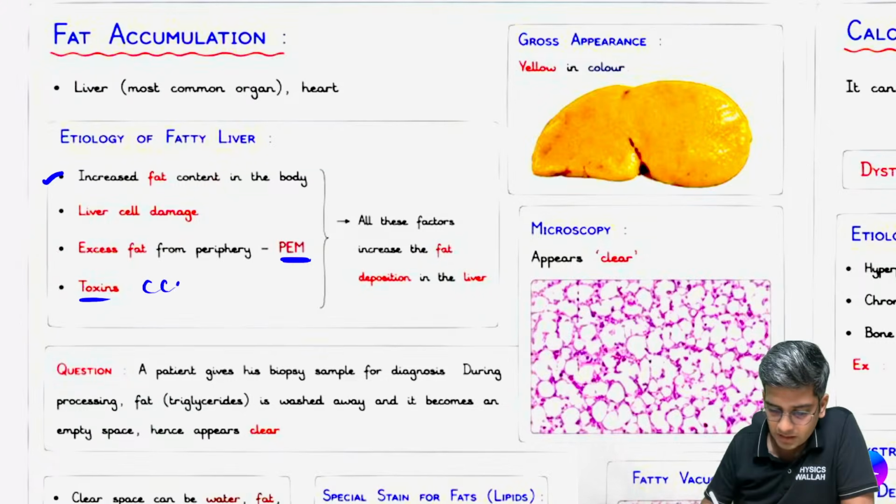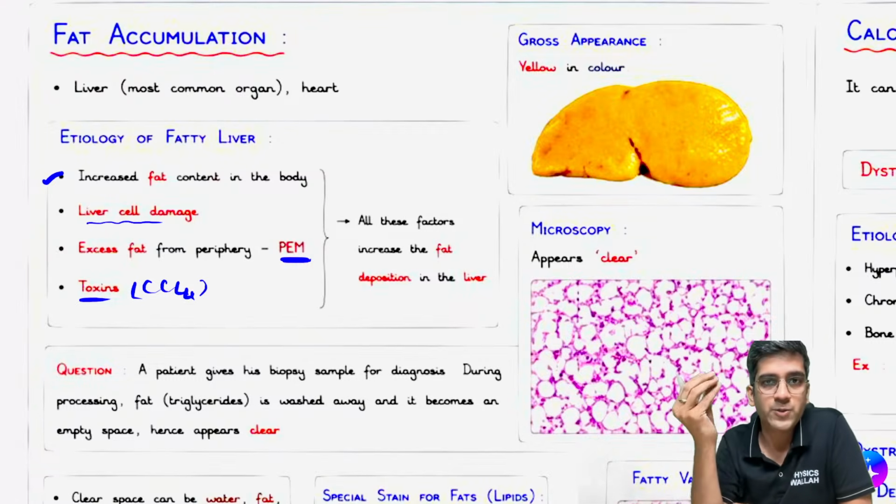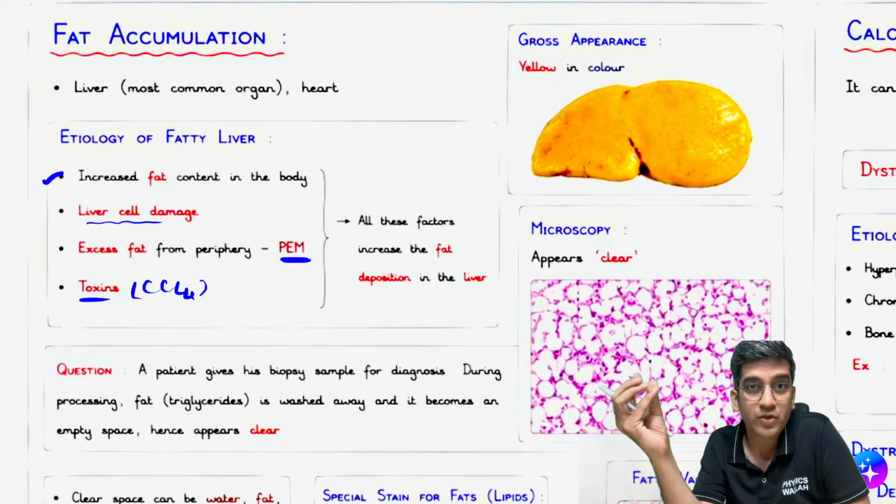Toxins. Carbon tetrachloride is one of the toxins which causes fatty liver. There are many other toxins which can cause liver damage, and anything which causes liver cell damage. The liver's function is to produce fat or metabolize fat.